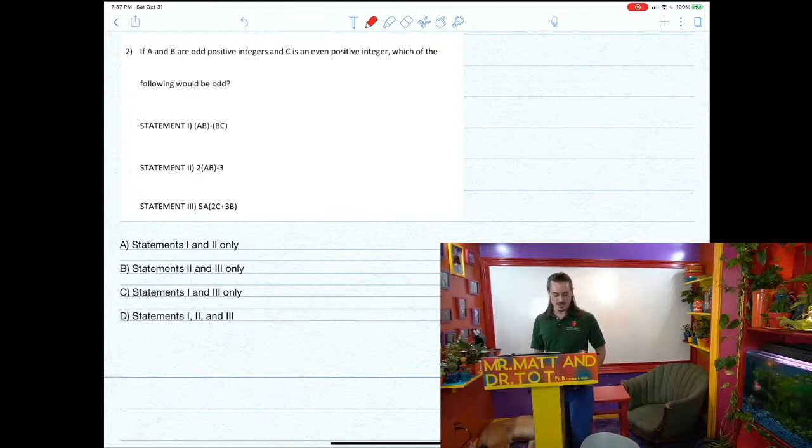Answer selection A is statements 1 and 2 only. Answer selection B is statements 2 and 3 only. Answer selection C is statements 1 and 3 only. And answer selection D is statements 1, 2, and 3. I'll give you 3 minutes and then I'll give you the solution.